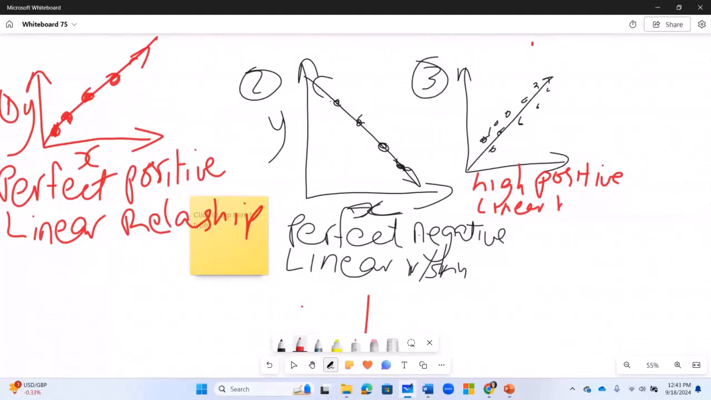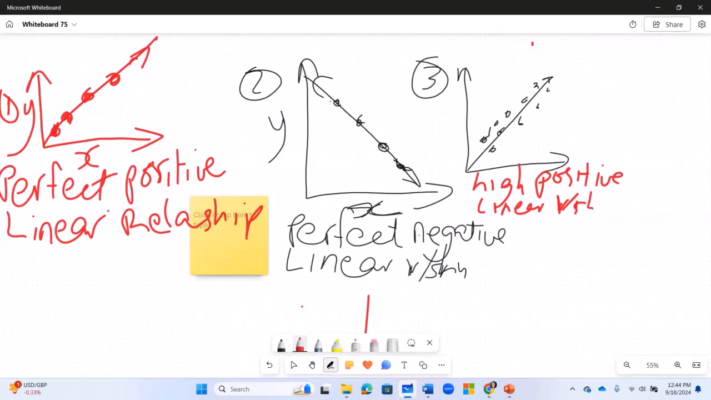the points are not on the line. All the points are not on the line, so it's not perfect. It is high. So high positive linear relationship. That's why I called it high positive. So you should know the difference between perfect positive linear relationship and high positive linear relationship.